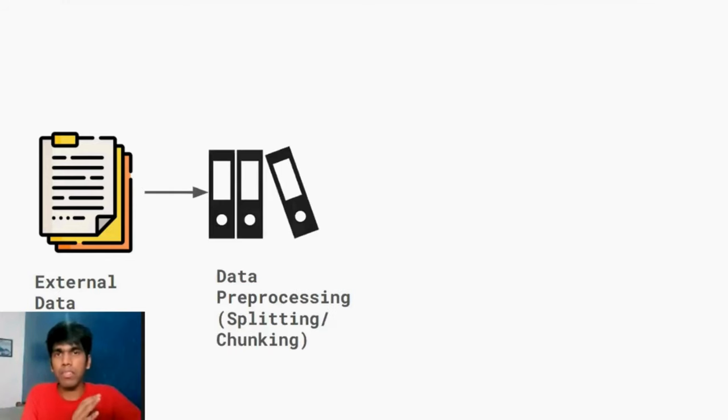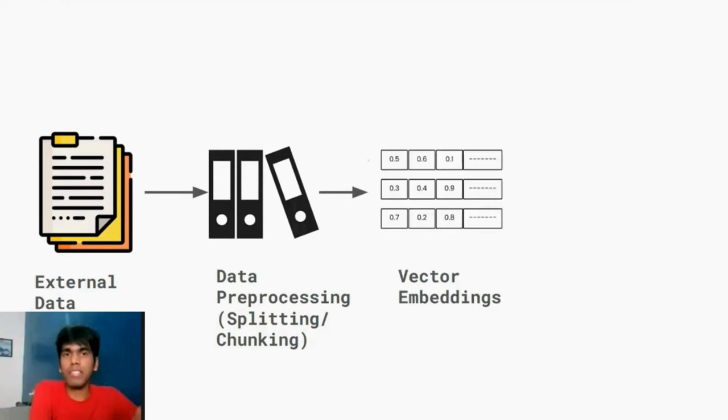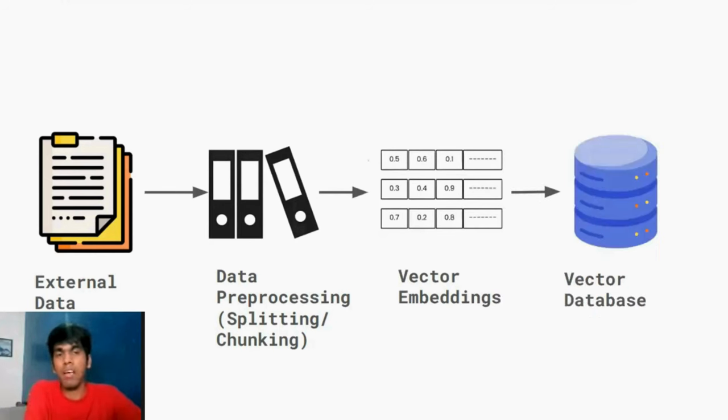You need to extract the context and do data pre-processing. Data pre-processing is where you remove unwanted context. You convert your text into chunks, which is a smaller form of your text, and then you convert your text into embeddings and store it in a vector database.